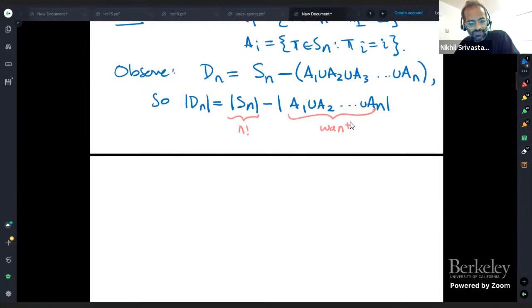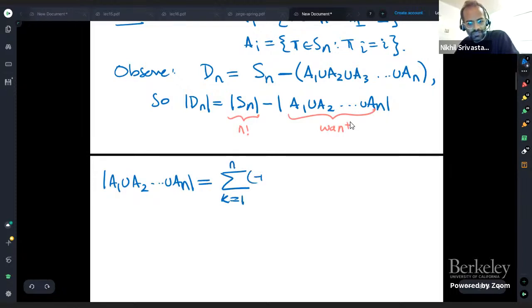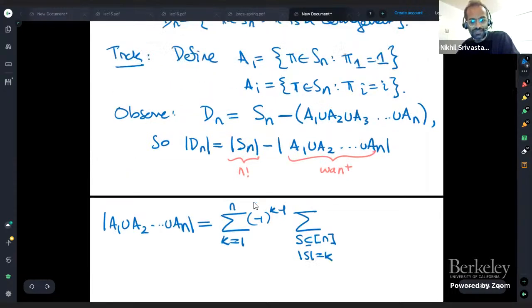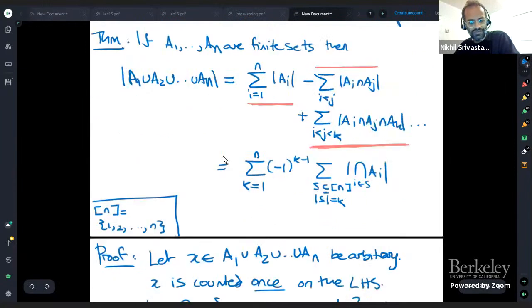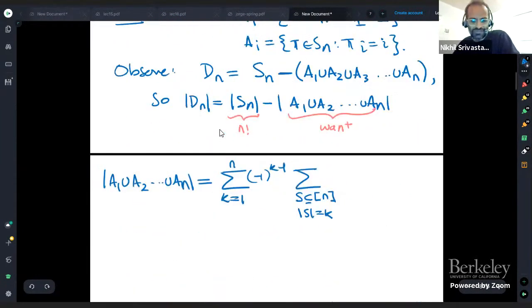By inclusion-exclusion, the cardinality of the set of permutations which have at least one fixed point is this sum: k goes from 1 to n, (-1)^(k-1), sum over all subsets of indices of size k. Sorry, I haven't been writing the subset equals everywhere. I should do that, to be consistent. Times the cardinalities of these intersections.